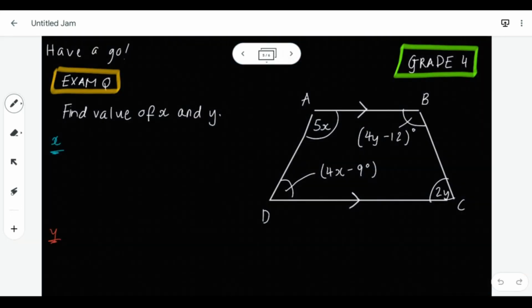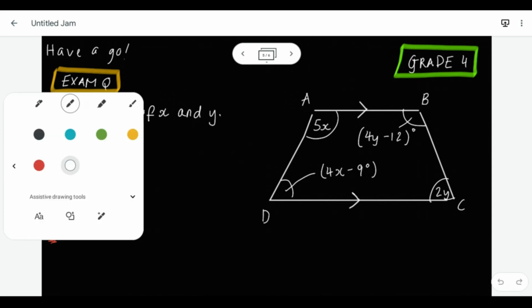So, this is a grade 4 question, and it's asked to find the value of X and Y. We start off by understanding that these are parallel lines, and therefore these two angles will add up to 180, and so will these two angles. So that's what we use to calculate what X and Y are.